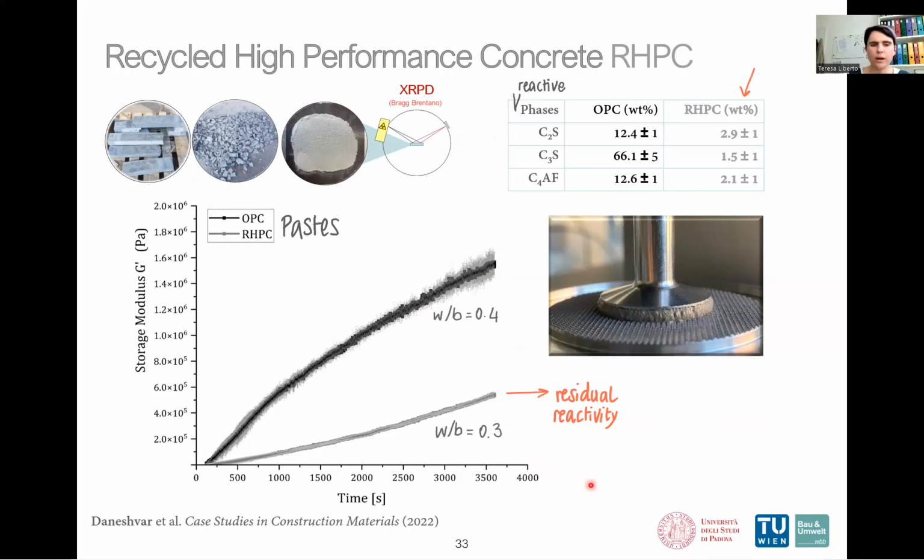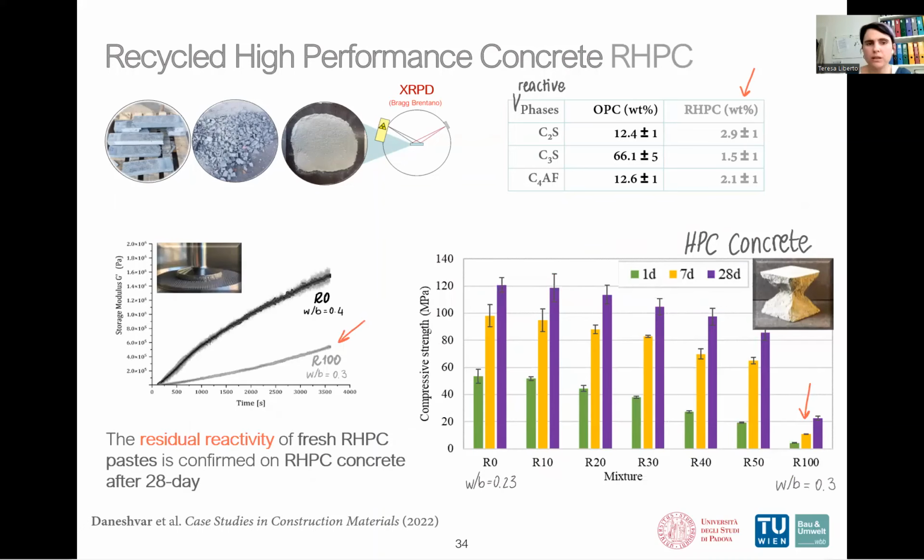So we decided to do HPC concrete to verify the compressive strength as a function of the replacement of recycled HPC as a binder, not as an aggregate, really as the fine fraction. Here you have R0, which means 100% OPC, and here you have R100, that means 100% recycled HPC. We measure the compressive strength after 1 day in green, after 7 days in yellow, and after 28 days in violet. So you expect that the compressive strength decreases with the increase of recycled HPC as a binder substitute.